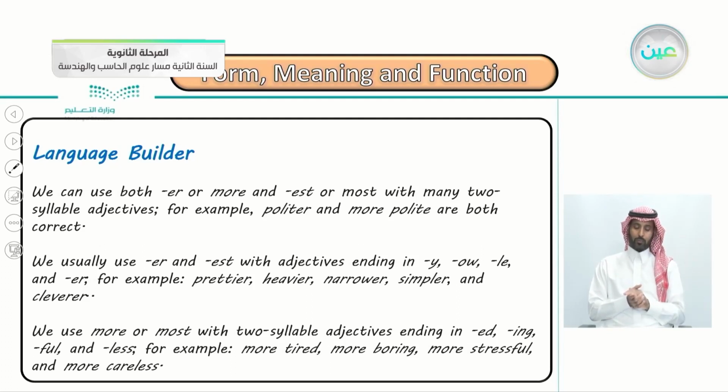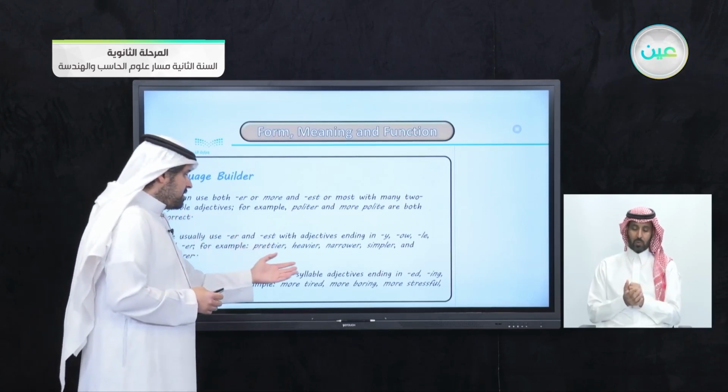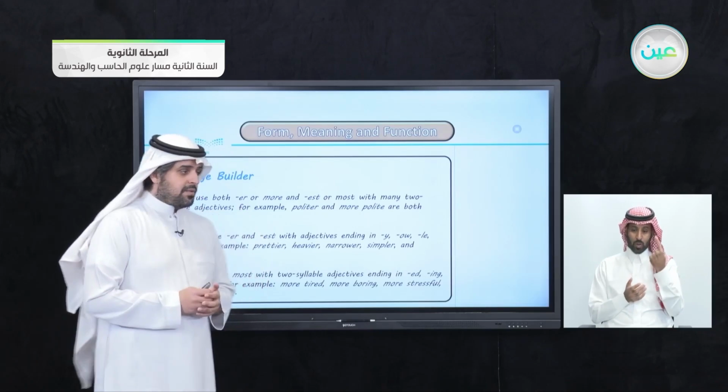We usually use er and est with adjectives ending in y, ow, le, and er. For example, the adjective pretty, we say prettier. The adjective heavy, we say heavier. Narrow, narrower. Simple, simpler. And clever, we say cleverer. So we usually add er or est, so we treat them as if they were one-syllable adjectives.